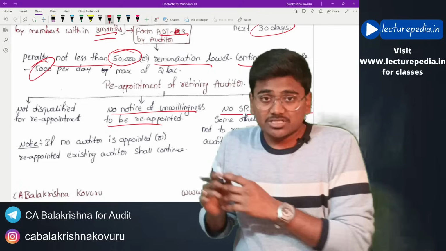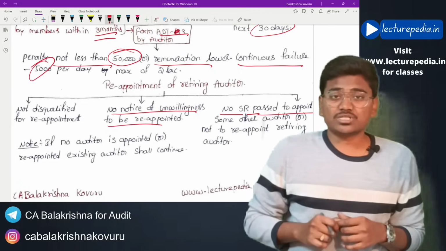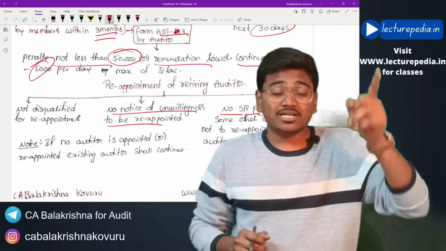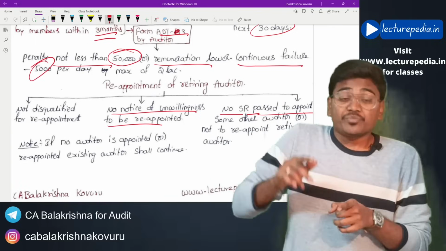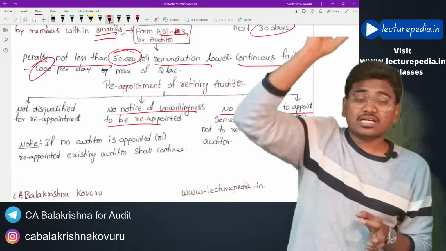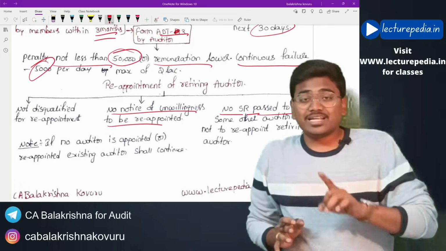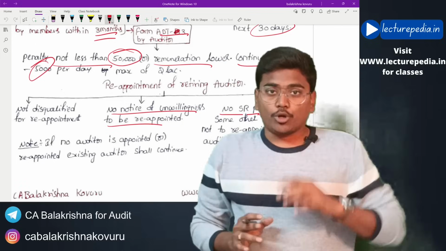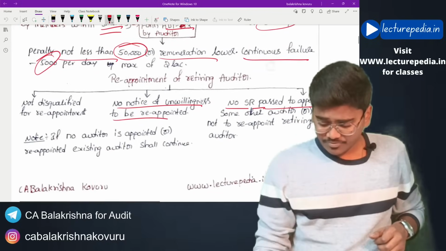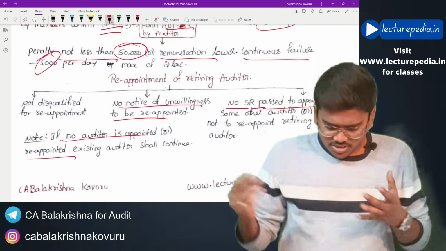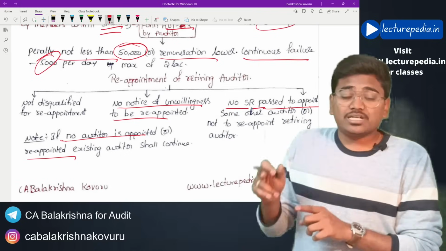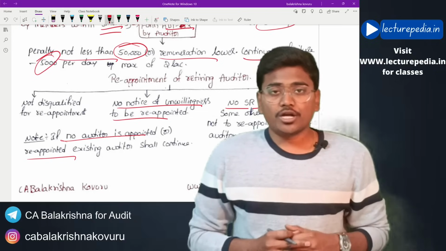If the members of the company have passed a special resolution stating that we do not have belief in the retiring auditor, we don't want to appoint the retiring auditor, or they have passed a special resolution stating that some other person will be appointed as auditor, even in that case, the retiring auditor cannot be reappointed. And if no auditor is appointed, then the existing auditor will continue to be the auditor of the company.